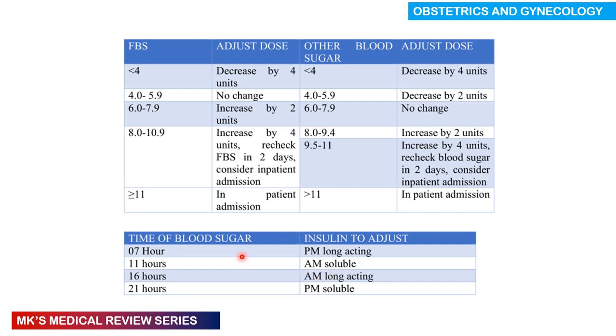I think this table is very self-explanatory. To give you an idea, for example, if the sugar that you check at 7 hours is the one that's elevated, it means that the one that you should adjust is the evening long-acting dose. If the one at 11 is elevated, then the one that you should change is the morning soluble dose. If the one at 16 hours is deranged, the morning long-acting dose should be changed. If the one at 21 hours is deranged, the evening soluble dose should be changed.